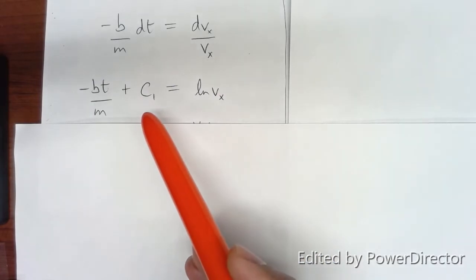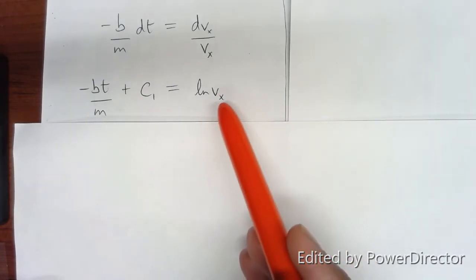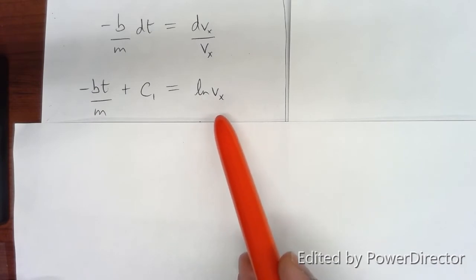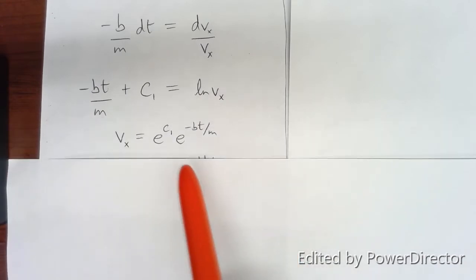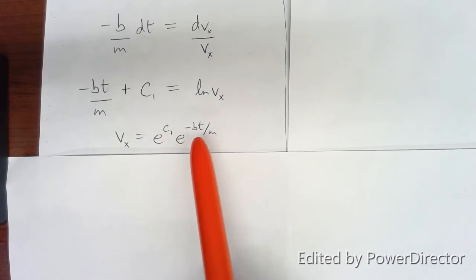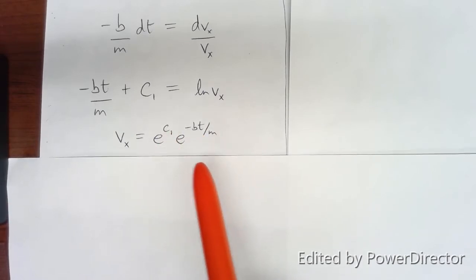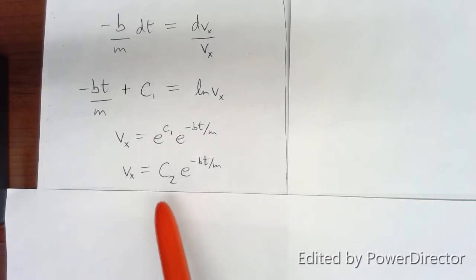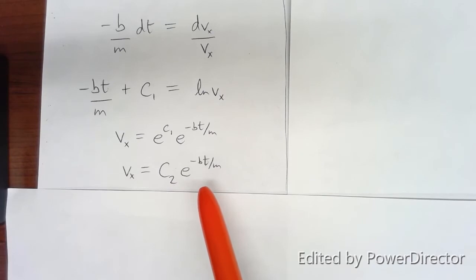We would like to find vx as a function of time, so we can get rid of the natural log by using an exponential, and so we end up with vx is equal to e raised to c1 times e raised to minus bt over m. But since c1 is a constant, e raised to c1 will be just some other constant, so we can write that as vx is equal to c2 times e to the minus bt over m.